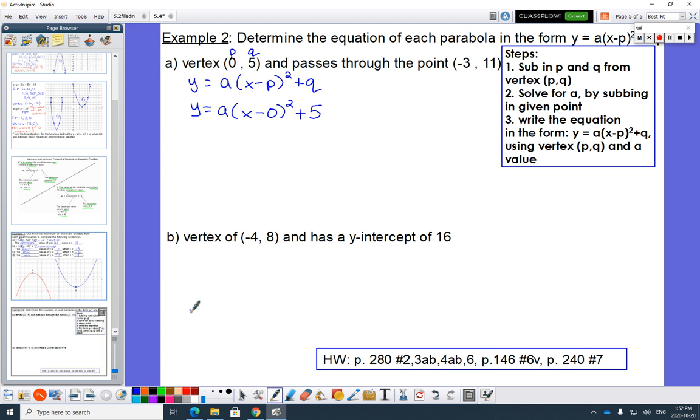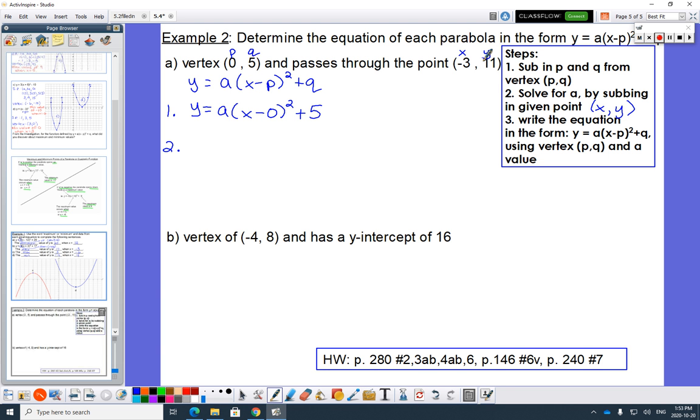So that is step number 1. I subbed in P and Q from the vertex. And then I need to solve for what the A value is, okay? But right now in my equation, I have too many variables. I have y, a, x. That's no good. So that's why we need the other point. So the other point will be the x and the y.